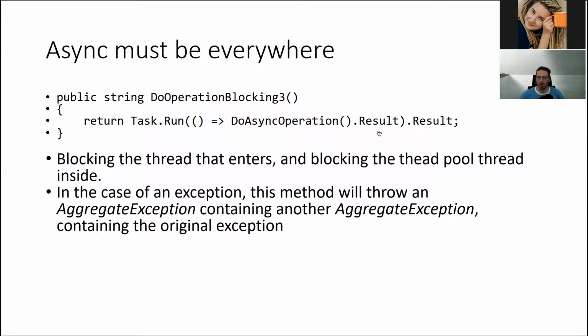So we can actually do .result inside and .result outside. This one obviously blocks the thread that enters. Every method will block the thread that enters. But this one is also blocking the thread inside the thread pool. So you're actually blocking two threads. And again, in case of an exception, you will get the aggregate exception. In this case, you will get an aggregate exception inside an aggregate exception, and inside the inner aggregate exception, you will get the original exception. So it's exception inside exception inside exception, and so on. That's, I would say, even worse than it was before.